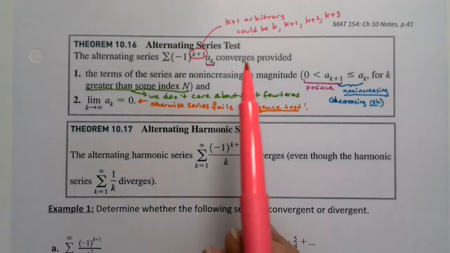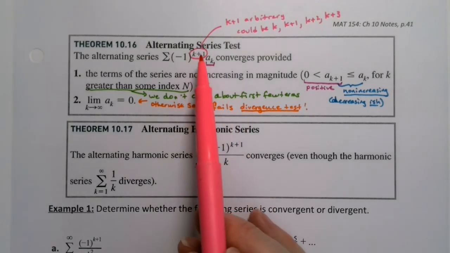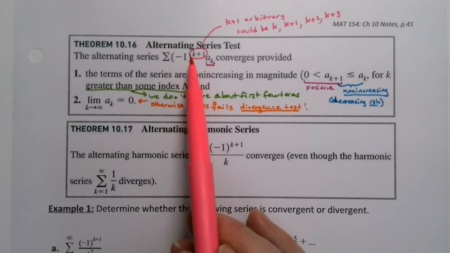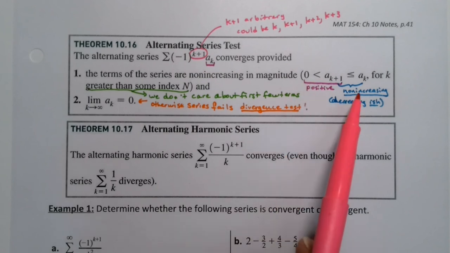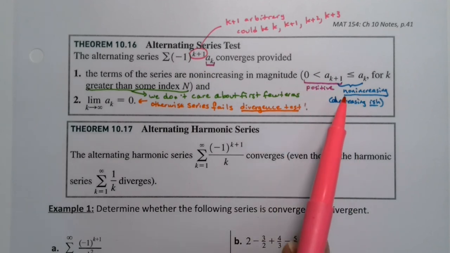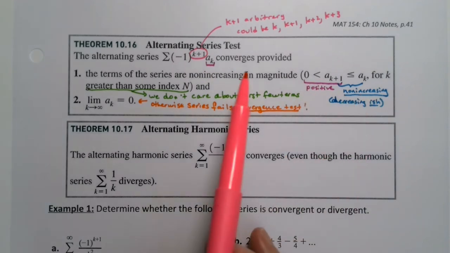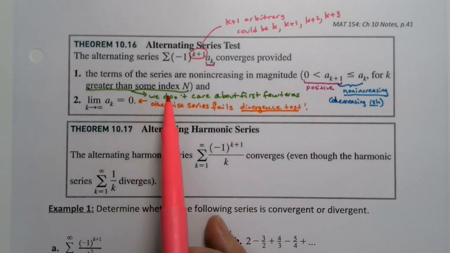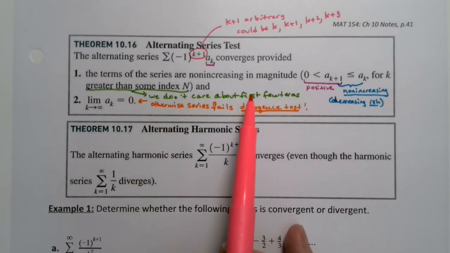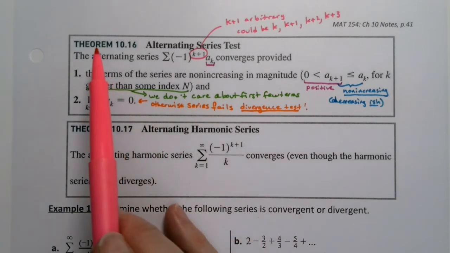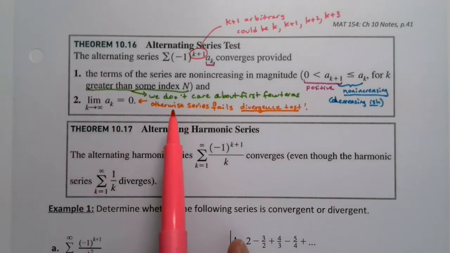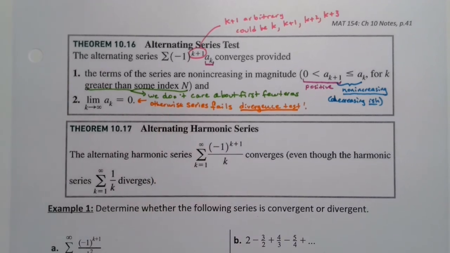Okay, so there's a lot going on. So k plus 1, don't worry about that so much. Just as long as it's alternating, great. The term without the alternating part has to be positive and it has to be non-increasing, in other words, decreasing-ish, at least after the first few terms. And it has to have a limit that goes to 0. If all of these things are true, then that alternating series converges.